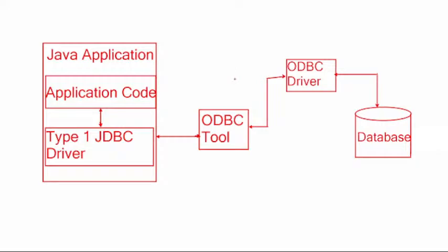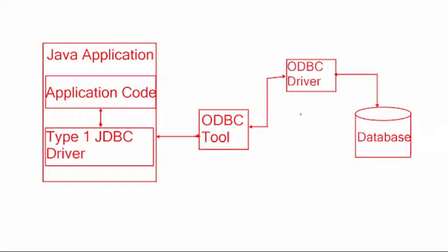So the type 1 JDBC driver is nothing but one Java class. That Java class will be loaded through application code in a Java program. That is the Java application. This application communicates with ODBC with the help of the type 1 driver. This ODBC tool contains the ODBC driver. With that, it will communicate with the database. Like this, communication is going on in the type 1 driver architecture.